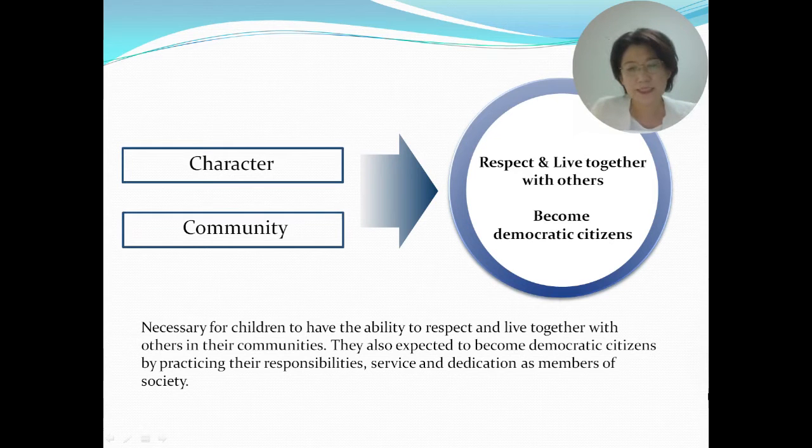Therefore, it is necessary for children to have the ability to respect and live together with others in their communities. They are also expected to become democratic citizens by practicing their responsibilities, service, and dedication as members of a society.